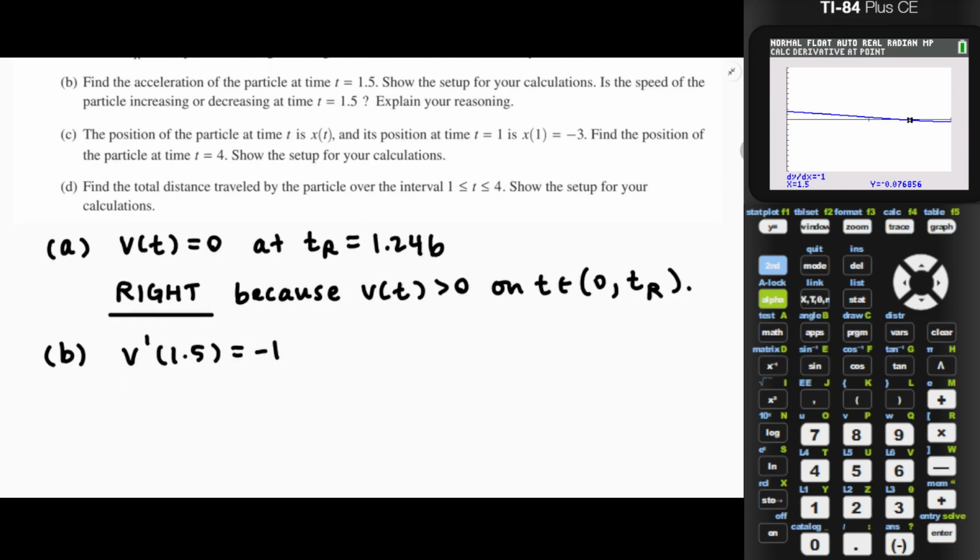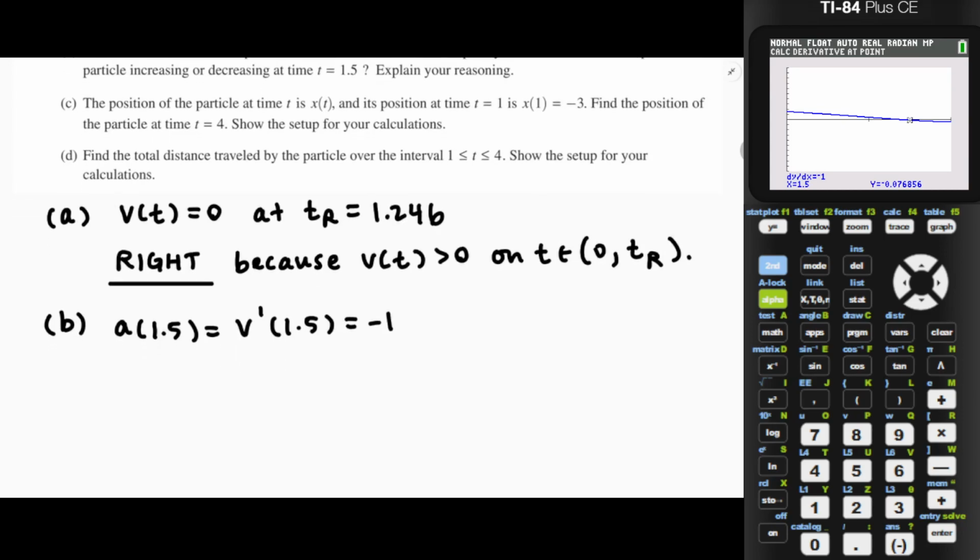I was reading something right before the exam when we were reviewing, and I feel like I read on one of the scoring notes that we needed to say that this was the acceleration. I don't know that this is necessary. I think it probably depends on the year and on the question and the question leader and all that stuff that's out of our control. But I think the best answer would be a of 1.5 equals the derivative of v at 1.5, which is -1.